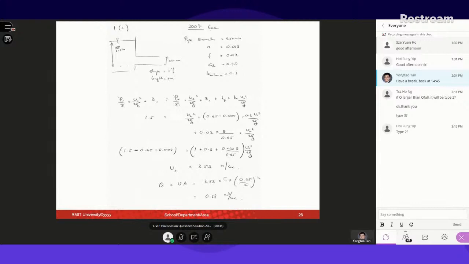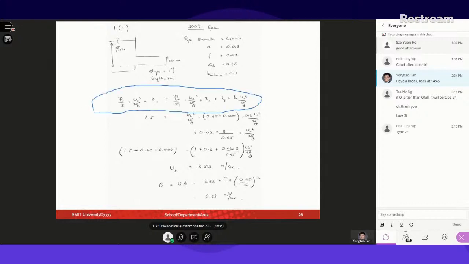Actually, for this question we also use what's called the Bernoulli equation, as I just mentioned. Let me repeat the Bernoulli equation. The Bernoulli equation is very easy to use compared to the equations provided. Because here you can see that this is the Bernoulli equation.